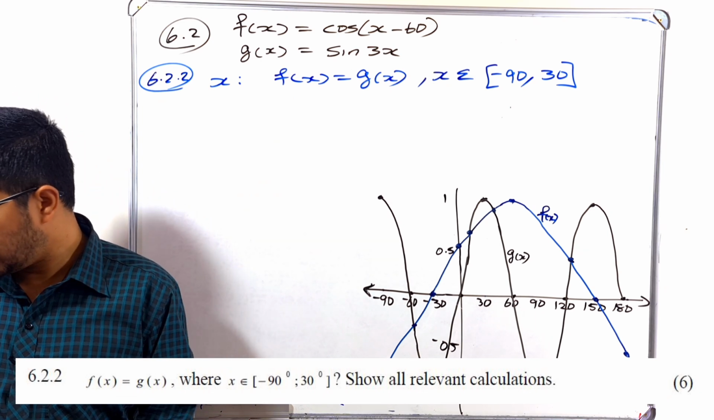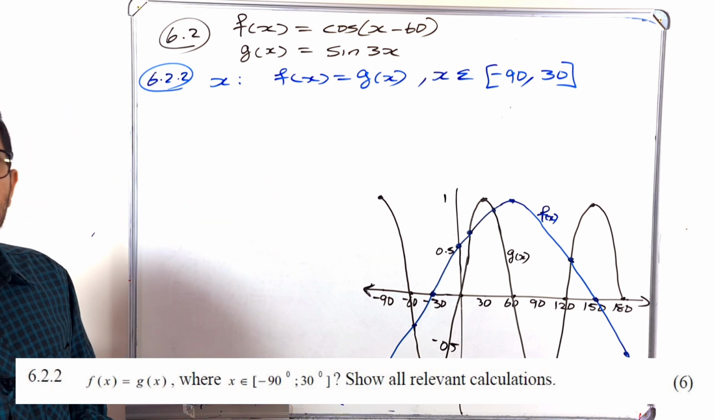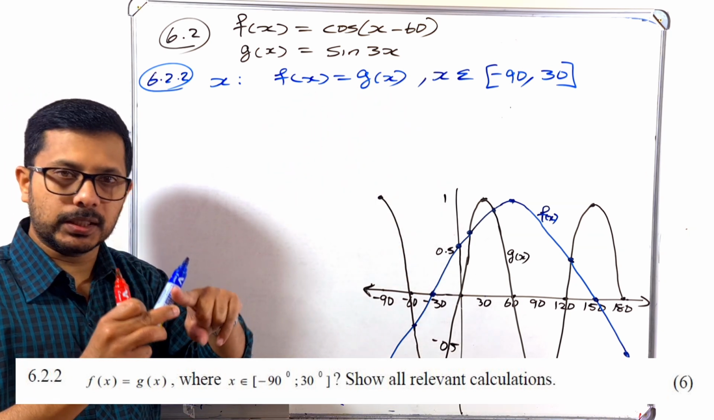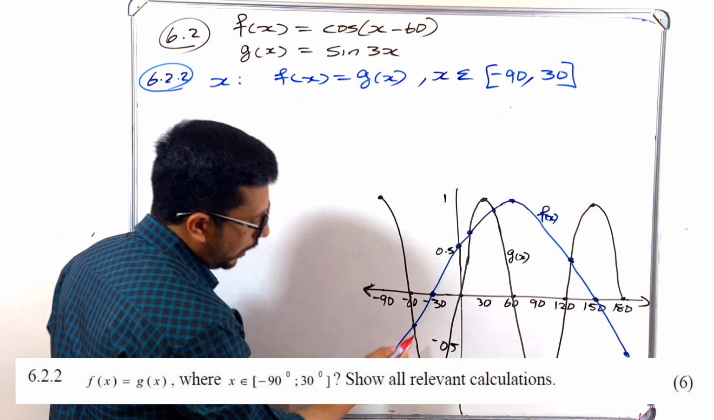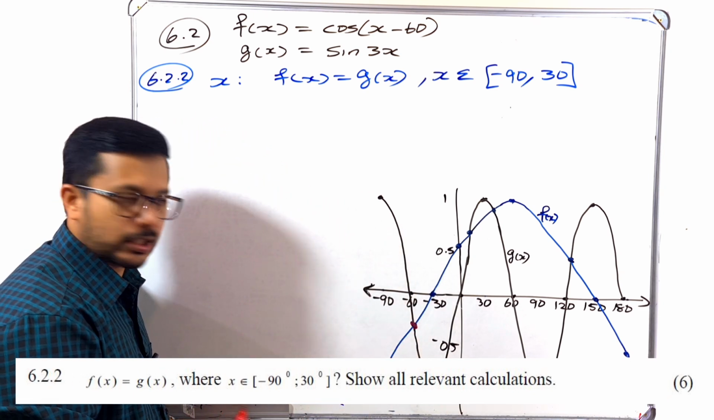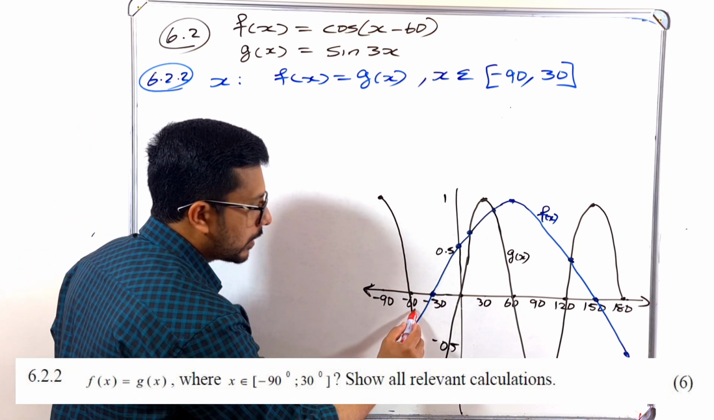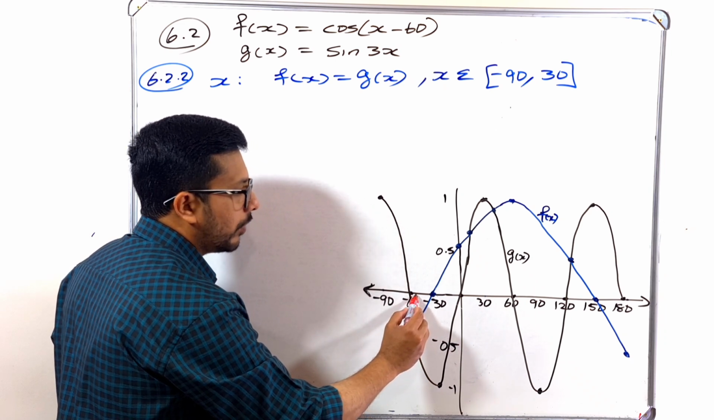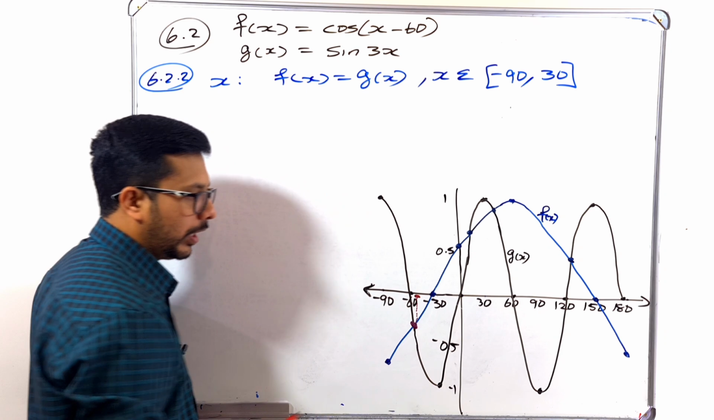That is the question. Okay. So here, what is the meaning of f of x is equal to g of x? Both the graphs intersect. Okay. So here you can see that at this particular point, both the graphs intersect. So you have to find what is the exact value. It's not 60. What is the exact value of x here?